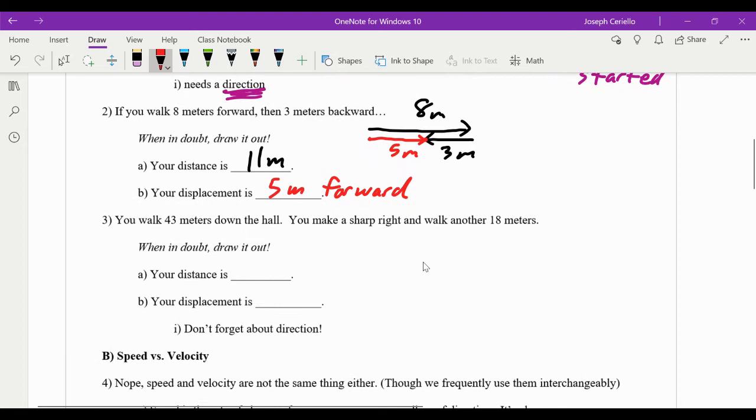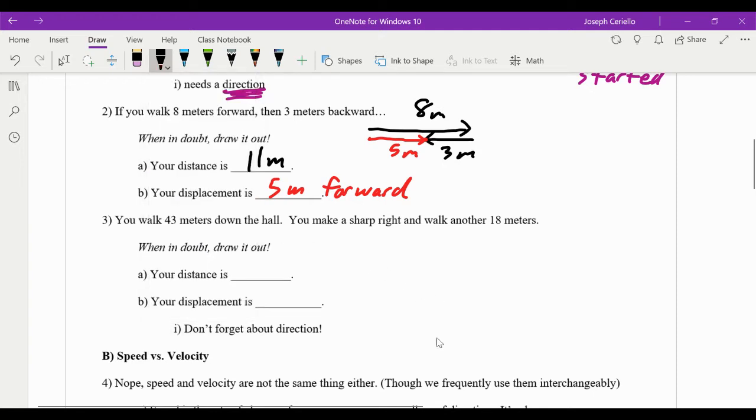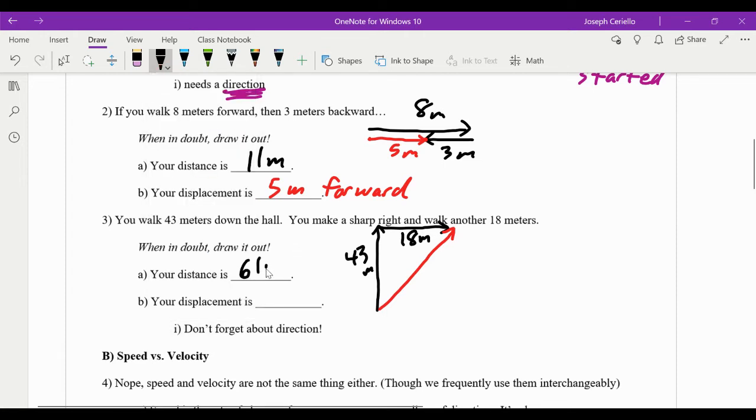Now let's say you walk 43 meters down the hallway. You make a sharp right turn and you walk another 18 meters. So let's draw it out. We walk 43. I'll draw it here. Make a right turn. We walk another 18. This is not to scale. From here to here, that's going to be our displacement. So our distance hopefully is pretty easy. It's just the total length of your path, 61 meters.